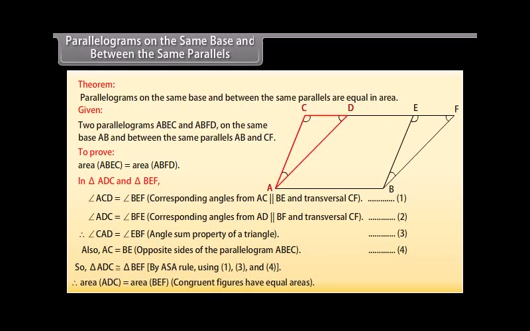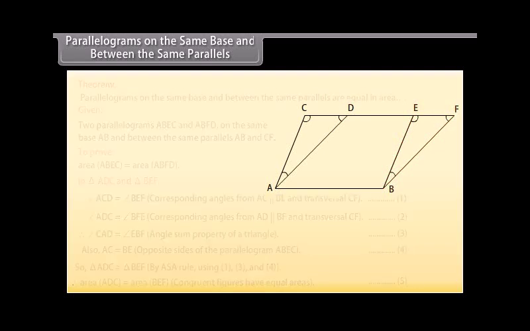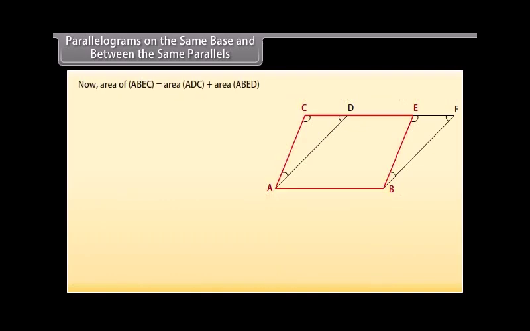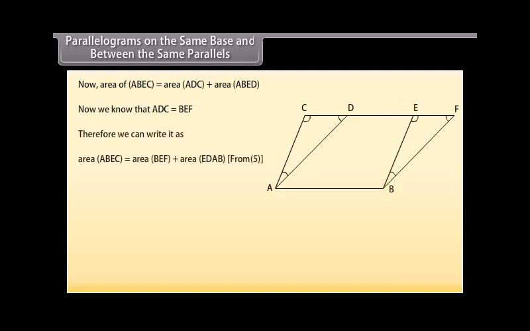Therefore, area of ADC is equal to area of BEF because congruent figures have equal areas. Mark it as 5. Now, area of ABEC is equal to area ADC plus area ABED. Now we know that ADC is equal to BEF, therefore we can write it as area ABEC is equal to area BEF plus area EDAB from 5, which is equal to area ABFD. So, parallelograms ABEC and ABFD are equal in area.